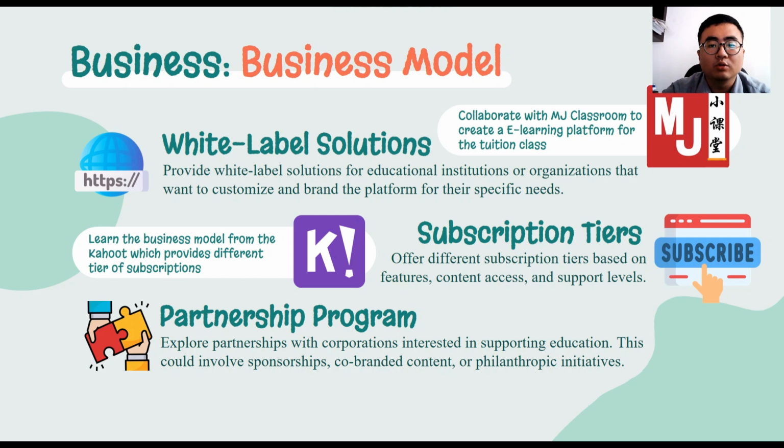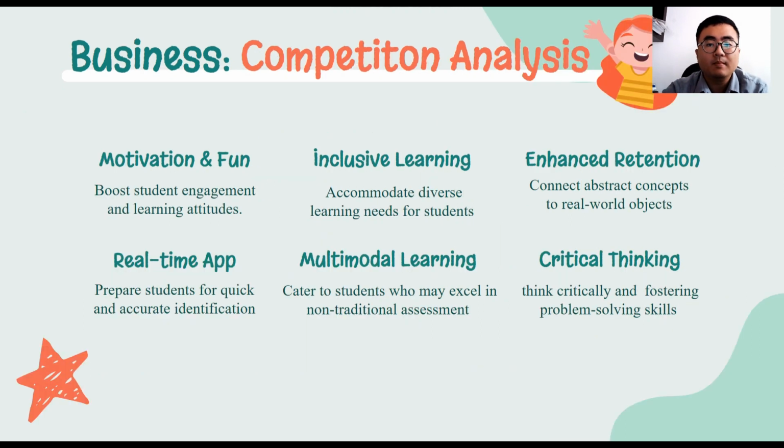Next, we plan to do subscription tiers that differ based on features, content access, and support level. We learned from Kahoot, which provides different tiers of subscriptions. Last but not least, our business model includes a partnership program. We want to explore partnerships with corporations interested in supporting education. Our main target is maybe the government or the Minister of Education to help support us.